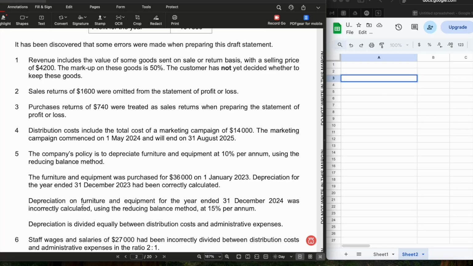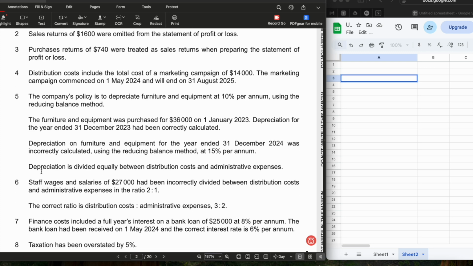But depreciation on furniture and equipment for the year ended 31st December 2024 was incorrectly calculated using the reducing balance method at 15% per annum. So this year we calculated 15%, but it's supposed to be 10%. So the depreciation amount was incorrectly calculated. We need to correct it. Then this depreciation is divided equally between the distribution cost and administrative expenses. So whatever the amount of depreciation we have, we will divide it equally between administrative and distribution cost.